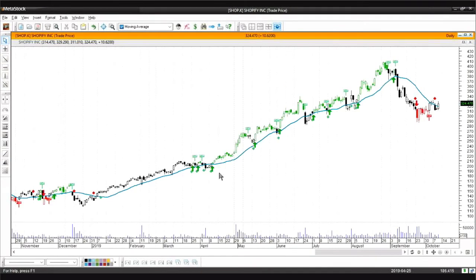There we go. There's Shopify. Now, this is the daily chart on Shopify. There are a few nice little signals in here. There was a recent setup short that did not trigger, has not triggered yet.